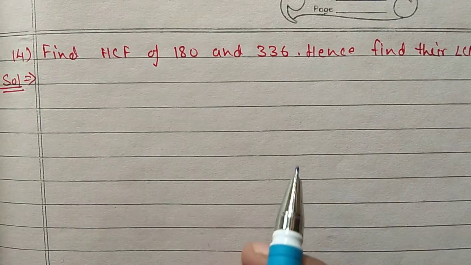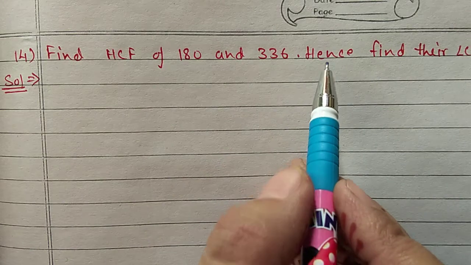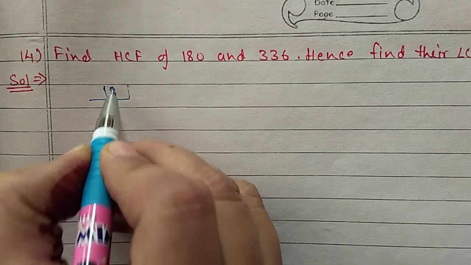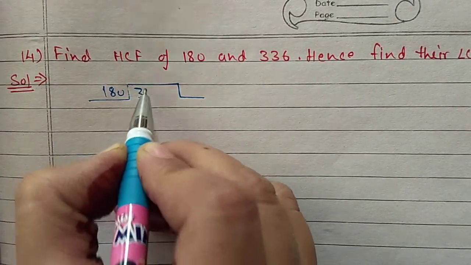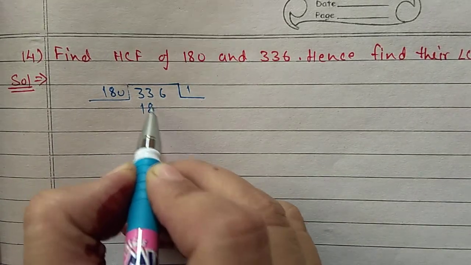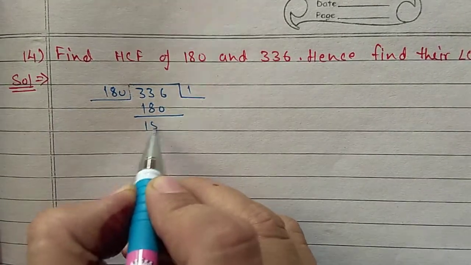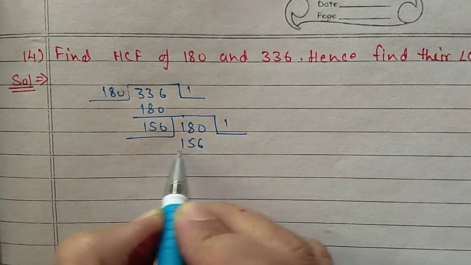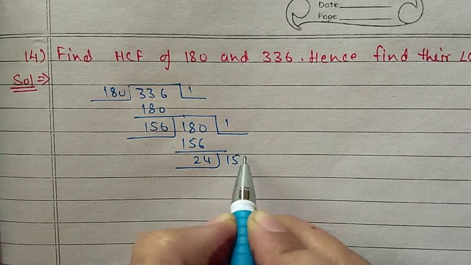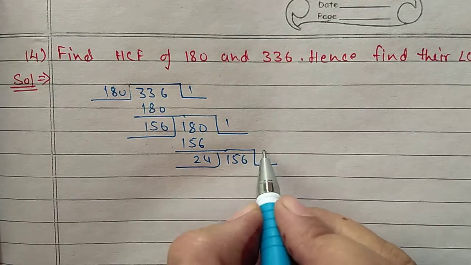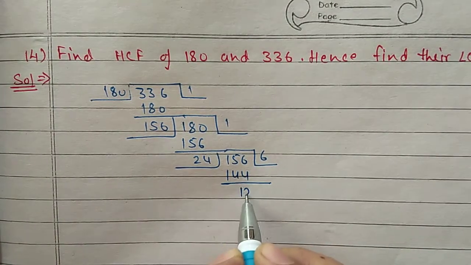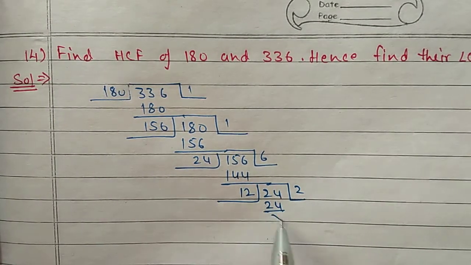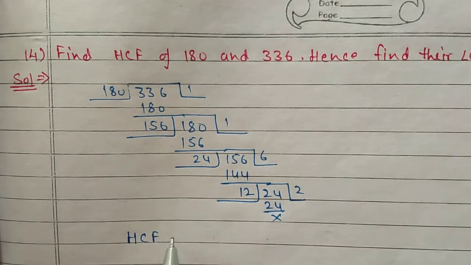Next, question number 14. Find the HCF of 180 and 336, then find their LCM. So first we will find the HCF of these two numbers. The smaller number we will keep outside, the bigger number inside. So first it will go one time, the remainder will be 156. Then 180 we shift here, again it will go one time, the remainder will be 24. 156 we shift here, then it will go 6 times, 144, and 12 is the remainder. Again 24 we shift here, and 12 goes into 24. So the HCF here is 12.